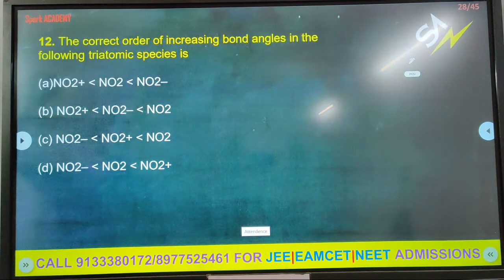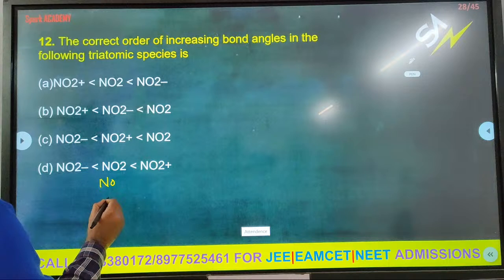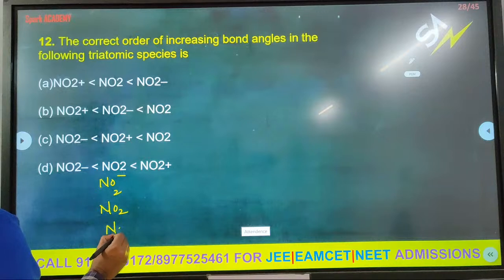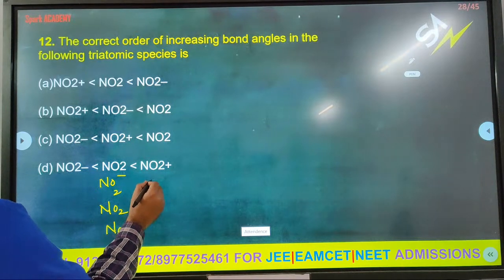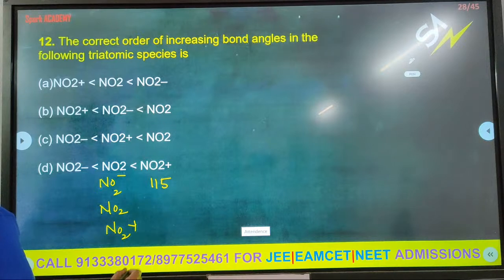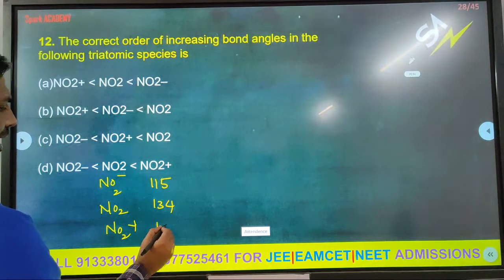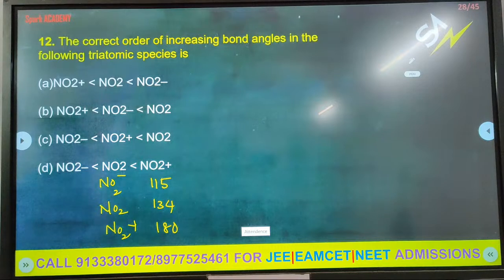Now question number 12: the correct order of increasing bond angles in the following triatomic species. These all are triatomic species. What is the first one? NO2 minus. The last one is NO2 plus. NO2 minus 115, NO2 134, NO2 plus 180. Now I have given the hint for you.